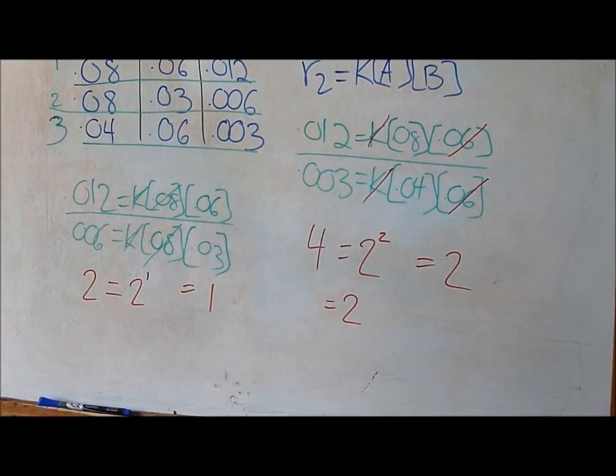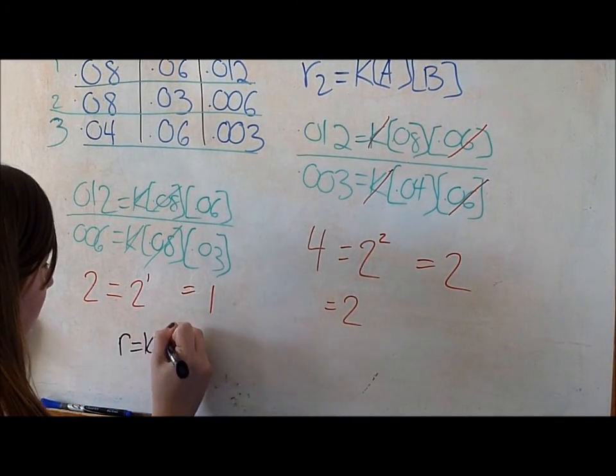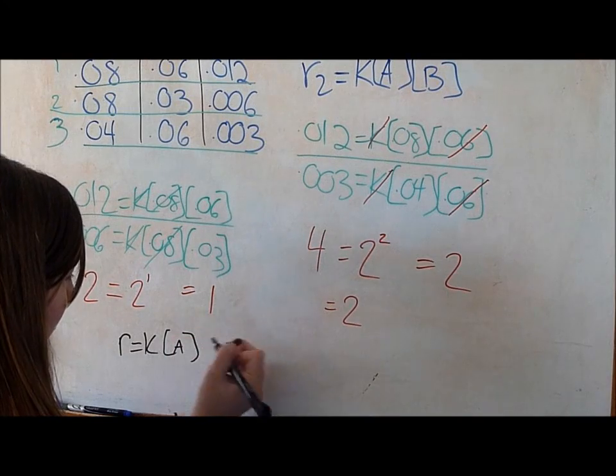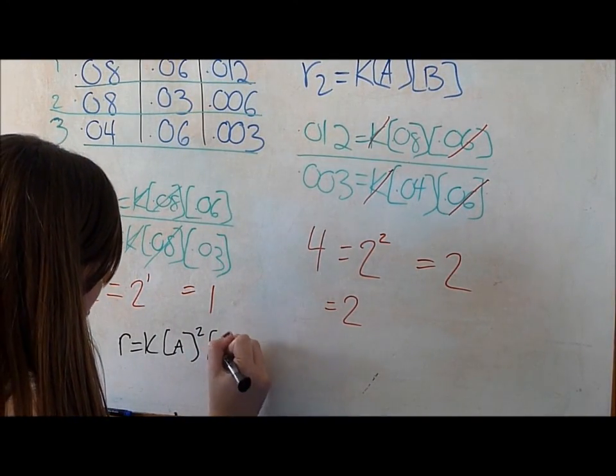So now your equation is R equals K times the concentration of A to the second power times the concentration of B to the first power.